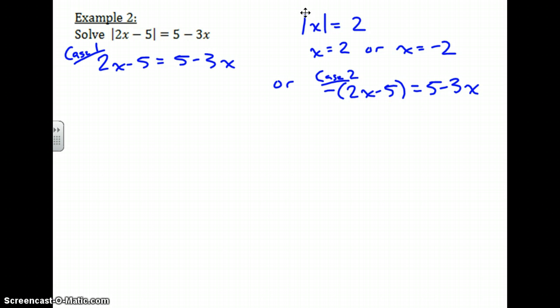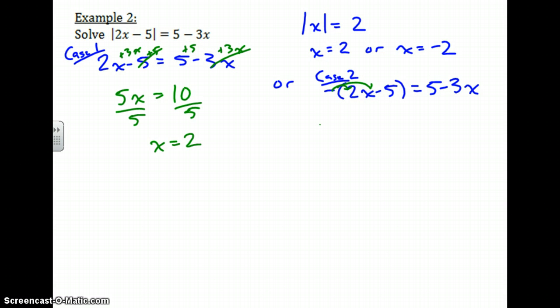So this one here, it's just a linear equation, so bring all the x's to one side. So I get 5x equals, take all the numbers to the other side, 5x equals 10, divide both sides by 5, get x equals 2. Okay, that's one solution.